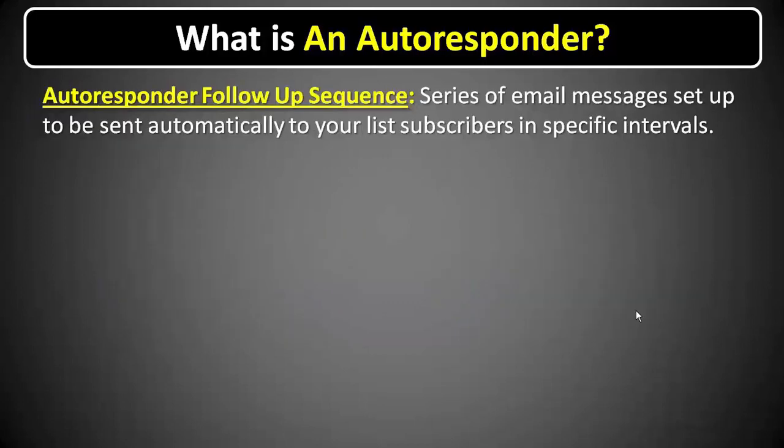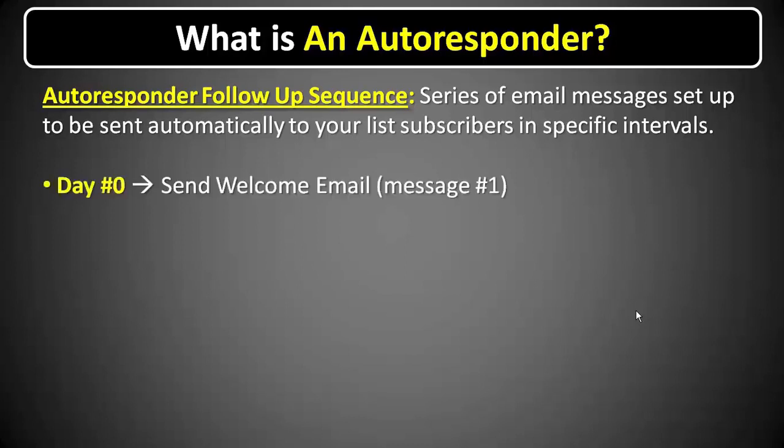But the other type of messages is the autoresponder follow-up sequence. And this is simply a series of email messages set up to be sent automatically to your list subscribers in specific intervals. For example, if one subscriber subscribed to your capture page today, the system will automatically send them an email on day 0. That will be day 0 because instantly when they subscribe, they are going to receive that email. And this can be a welcome email. It will be message number 1. And 24 hours later, which is day 1, the system will automatically send them message 2.